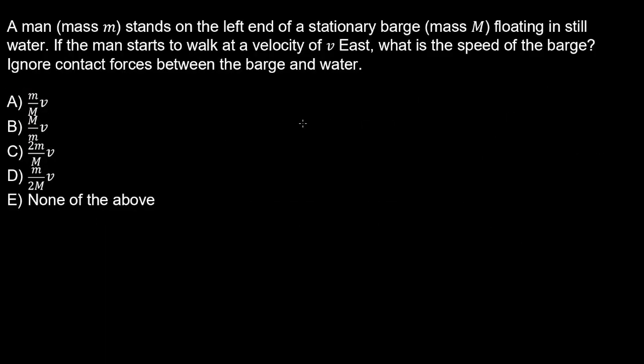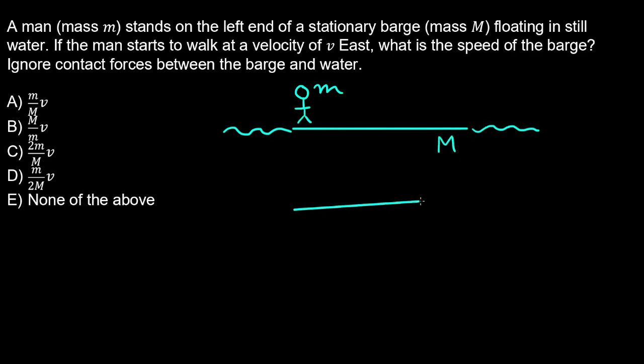A man stands on the left end of a stationary barge that's floating in still water. And the mass of the man is m, and the barge has a mass of capital M. Now if the man starts to walk at a velocity v east, what is the speed of the barge? And we're told to ignore contact forces between the barge and the water.